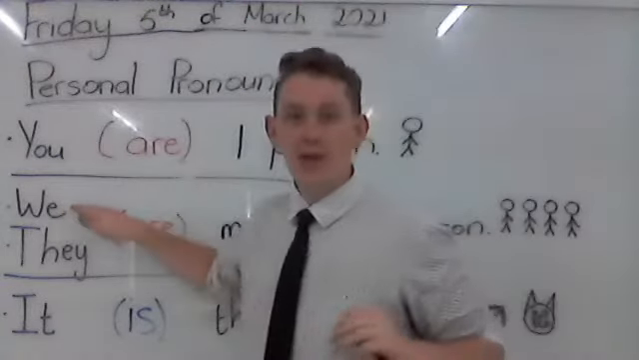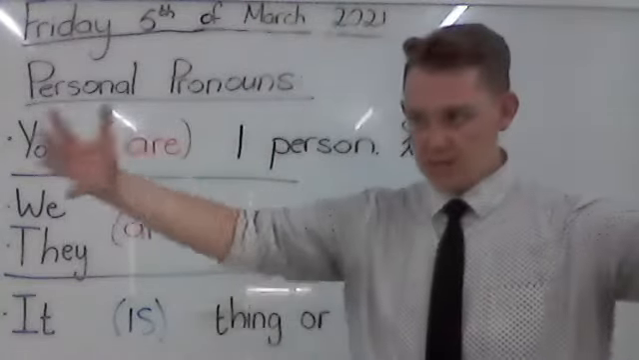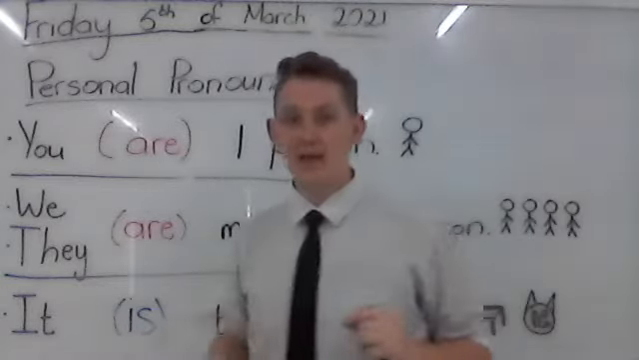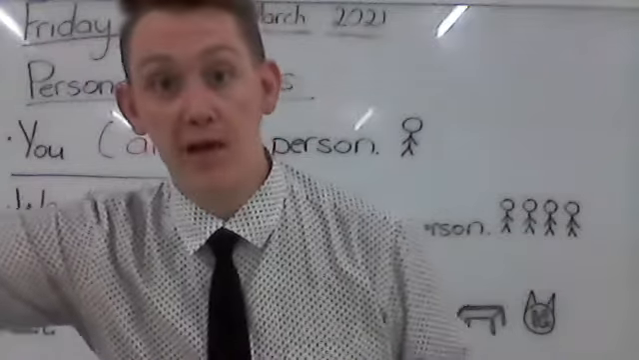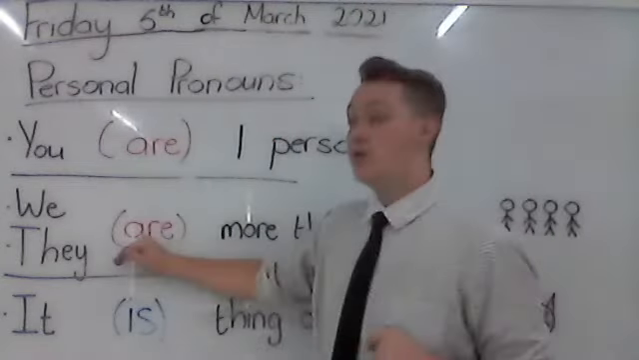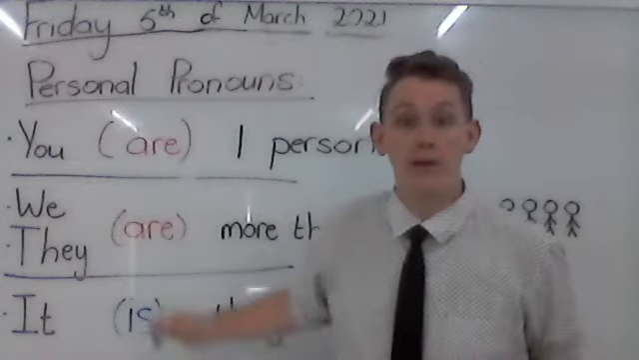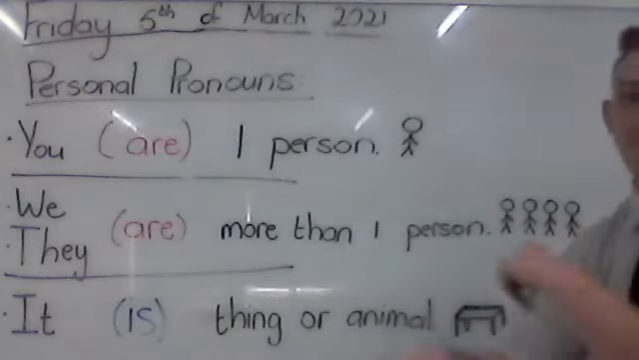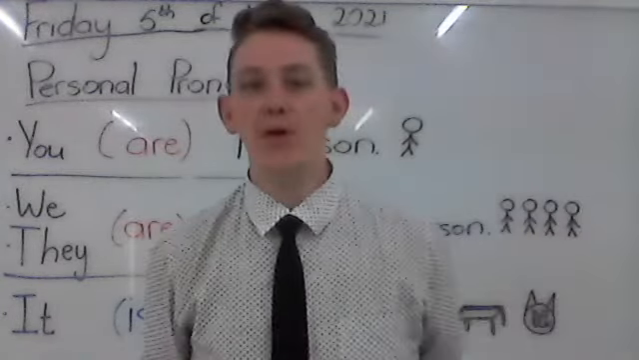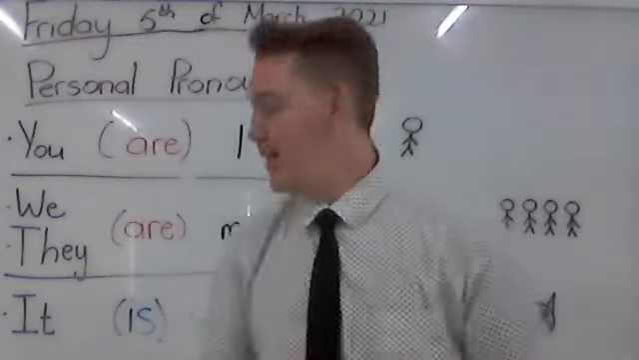So when we say we, it's us. When we use they, it's over there. It's other people you're talking about. And then we use are. More than one person, you see all of the people here.